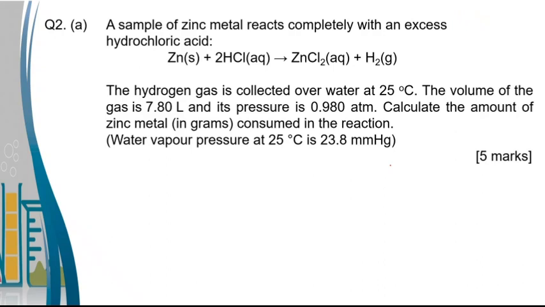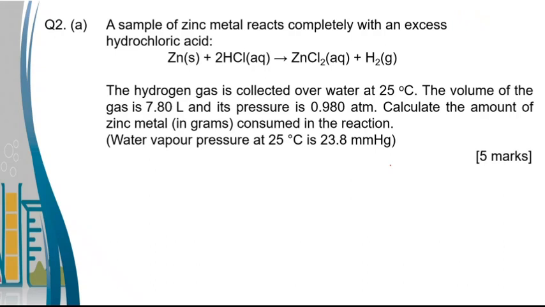The volume of the gas collected is 7.80 liter and its pressure is 0.980 atmosphere. Calculate the amount of zinc metal in gram consumed in the reaction. The water vapor pressure given is 23.8 millimeter mercury at 25 degrees Celsius.